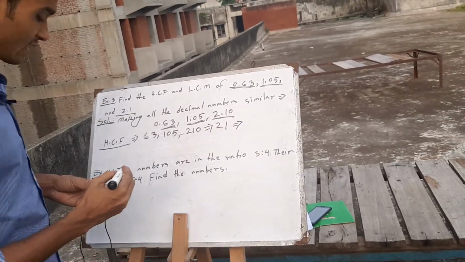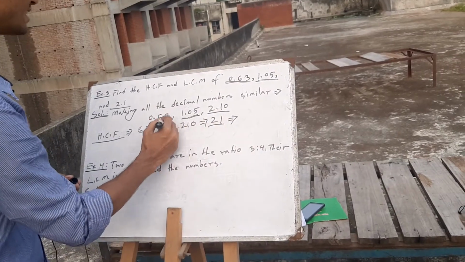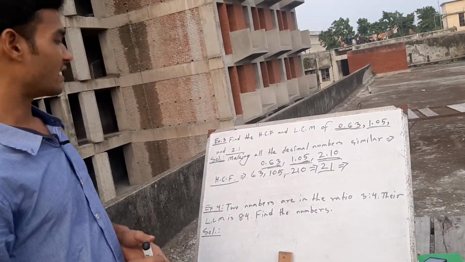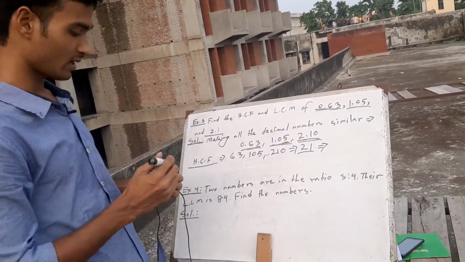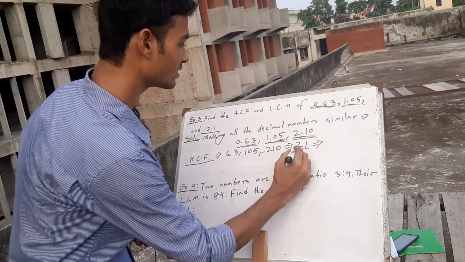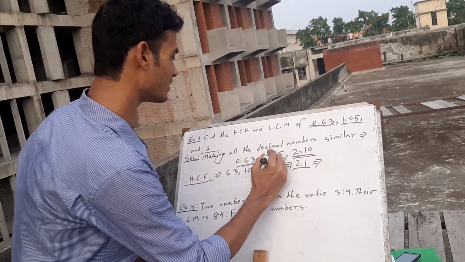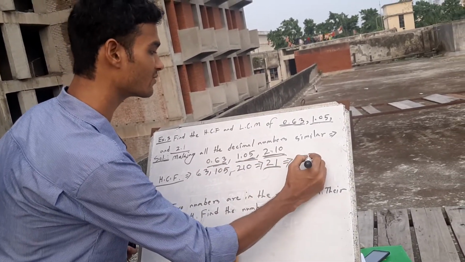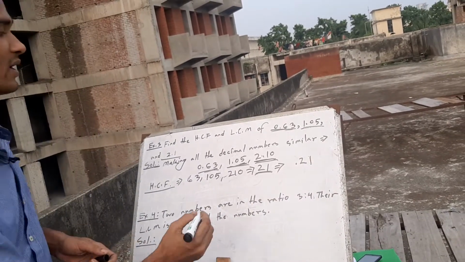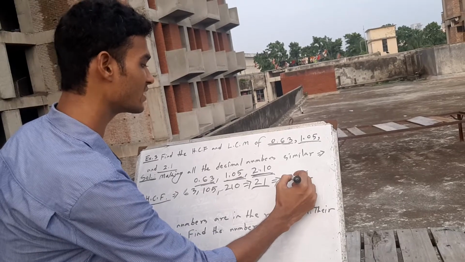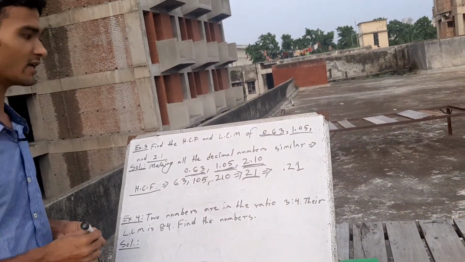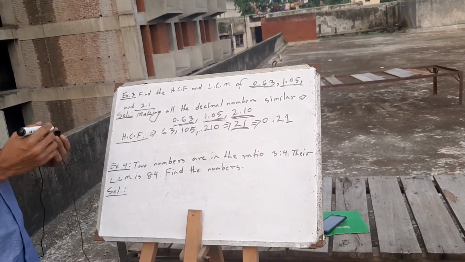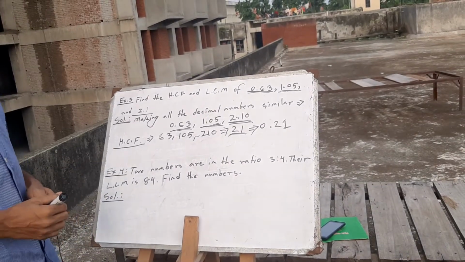But what will be our result 21 in considering the decimal point? Because we need to identify the H.C.F of the decimal numbers. Then how many digits are we able to see after every decimal number? 2. So we have to put the 2 digits of 21 after the decimal point to make our result equivalent to the decimals in the question. Then 0.21 will be our H.C.F for the three decimal numbers 0.63, 1.05 and 2.10.